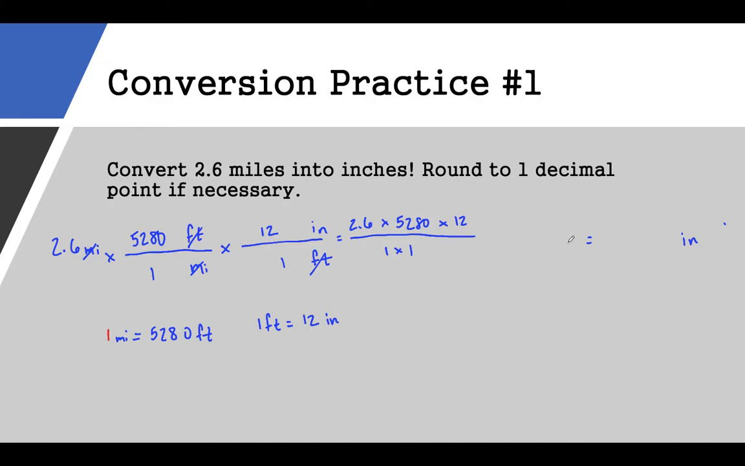2.6 times 5,280 times 12 equals. And I get the value 164,736. Notice there are no decimals, so I don't need to round, inches. That's my final answer. I have 164,736 inches in 2.6 miles. That's number 1. Let's head on to number 2.